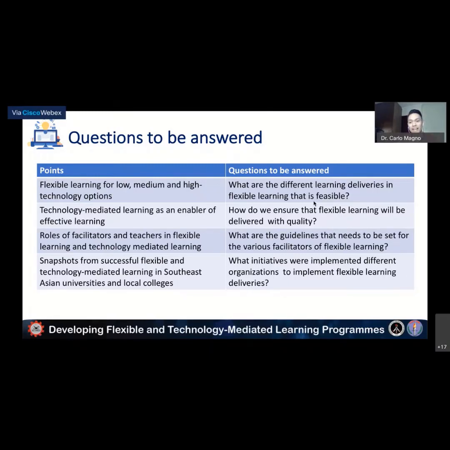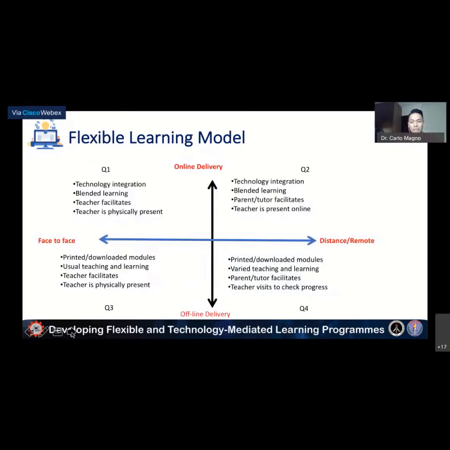What are some of these guidelines that need to be set so that we understand key players in the delivery of flexible learning, and how do we ensure that the roles are clear and it is adequately delivered? Last is a description on some of the initiatives that are done in the Philippines and done by our organization in order to implement flexible learning effectively.